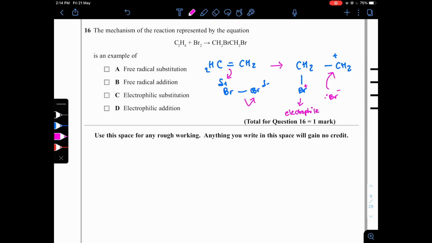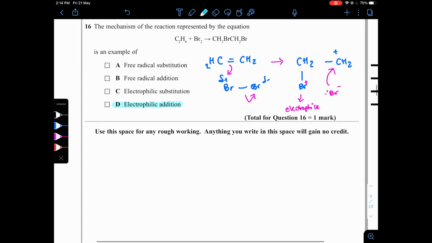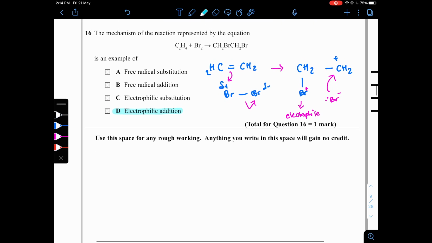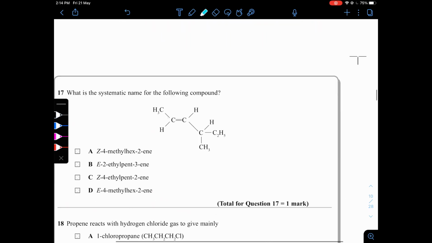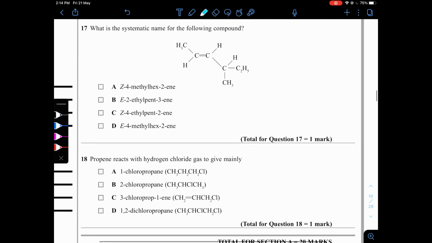And because it's an electrophile, we're adding this electrophile to this bond that's been opened up. So that means the answer is electrophilic addition. Okay, because we want to gain an electron to attain stability. Okay, so question number 7. What is the systematic name for the following compound?